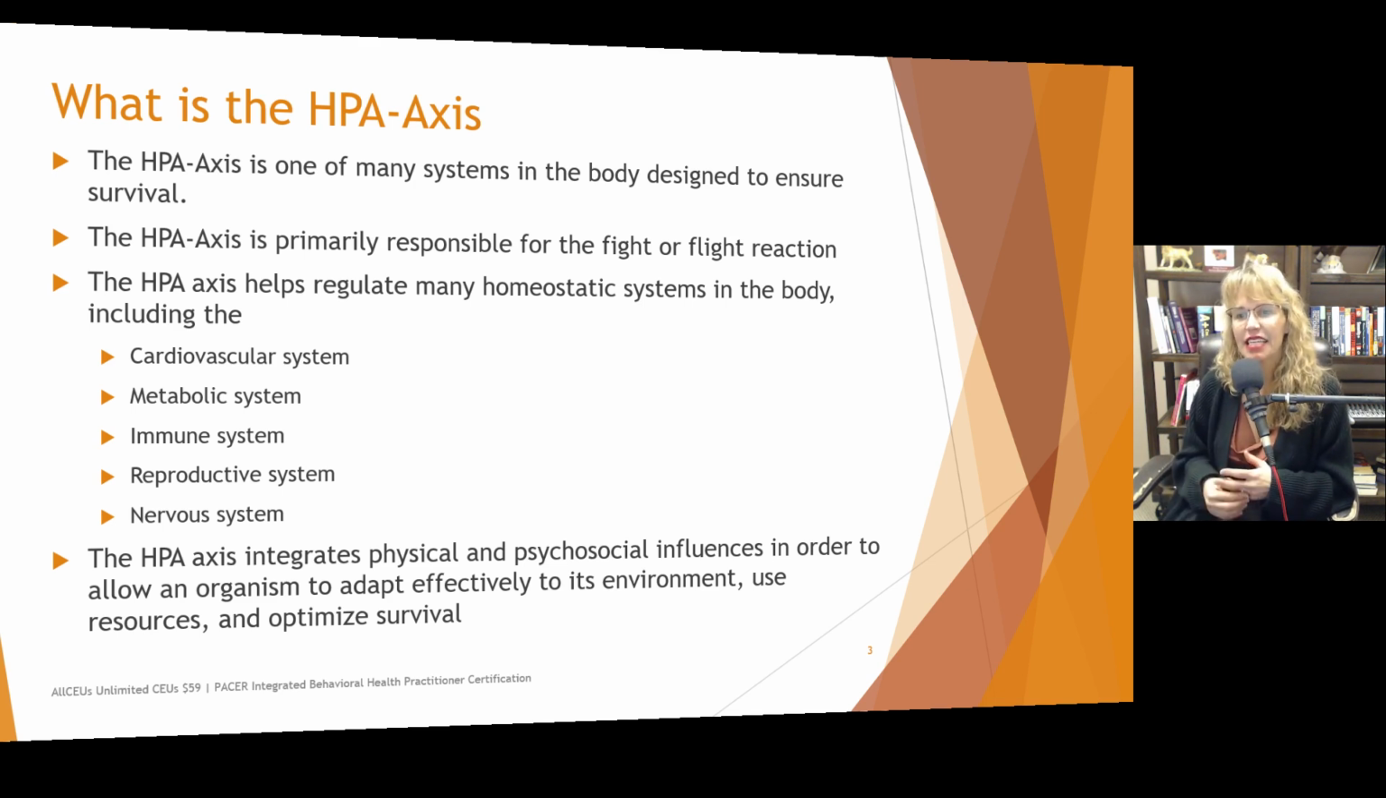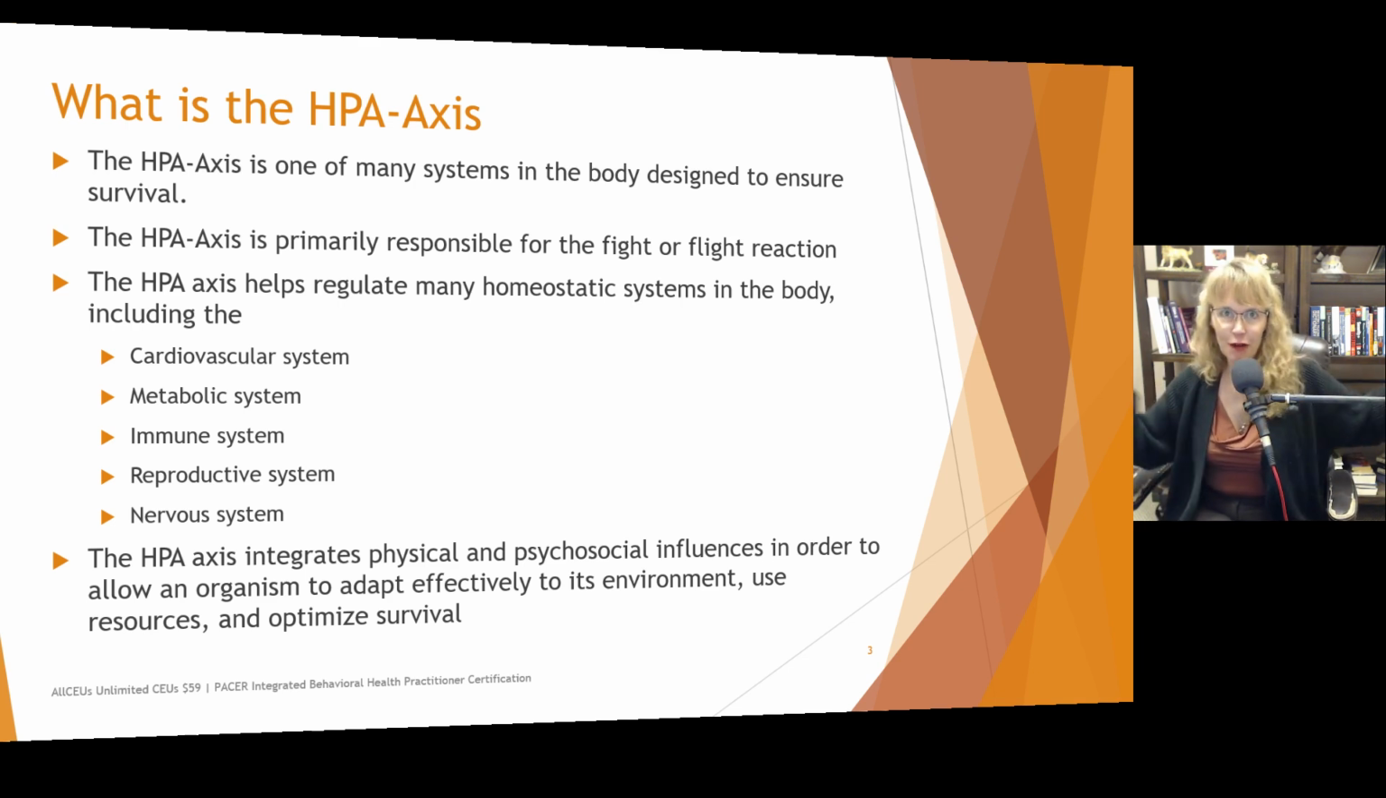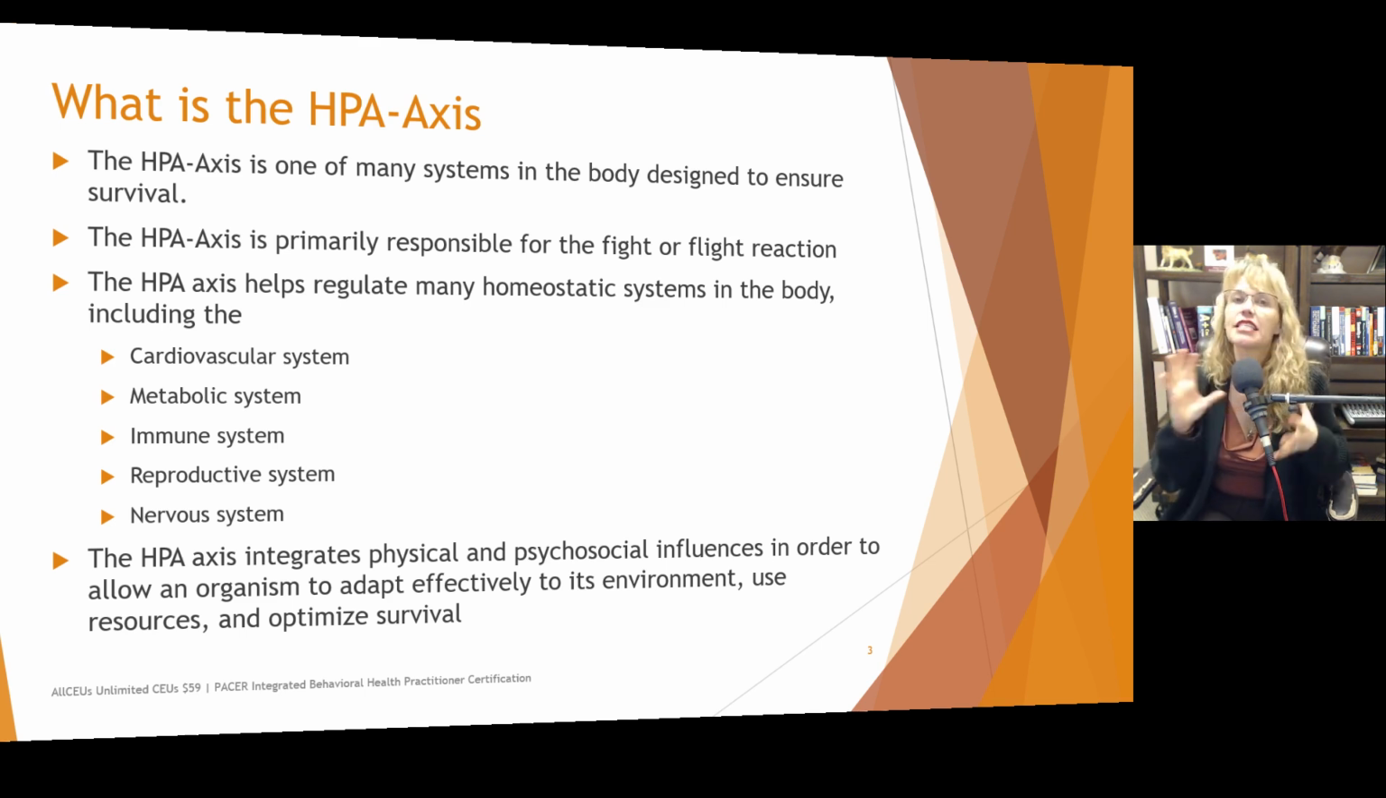The HPA axis integrates physical and psychosocial influences in order to allow the organism, that's the person, to adapt effectively to its environment, use resources, and optimize survival. So the HPA axis takes in input from our nervous system and identifies if there are physical threats and anything that it has learned psychosocially about what is safe and what is beneficial, and helps the brain make determinations about when there is a threat to the system and it needs to be activated.